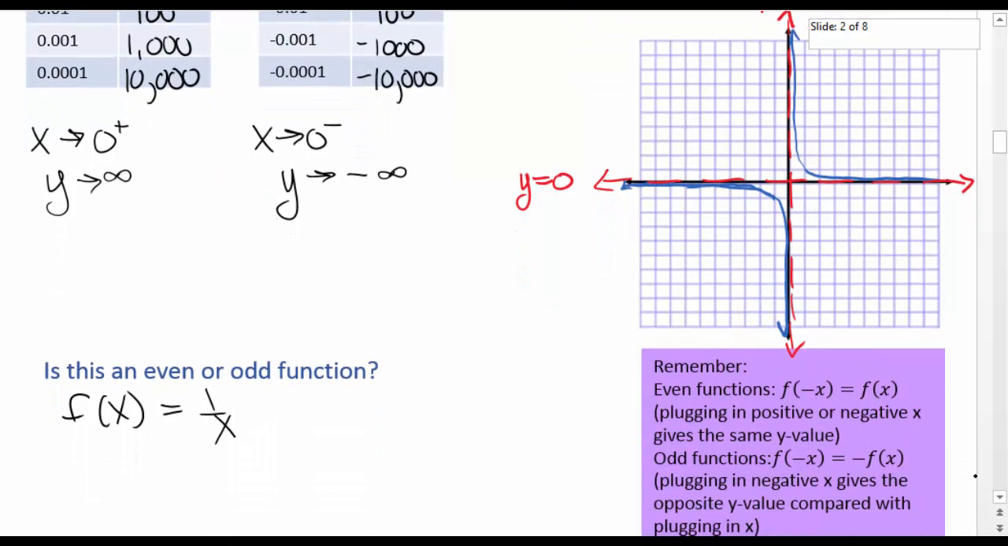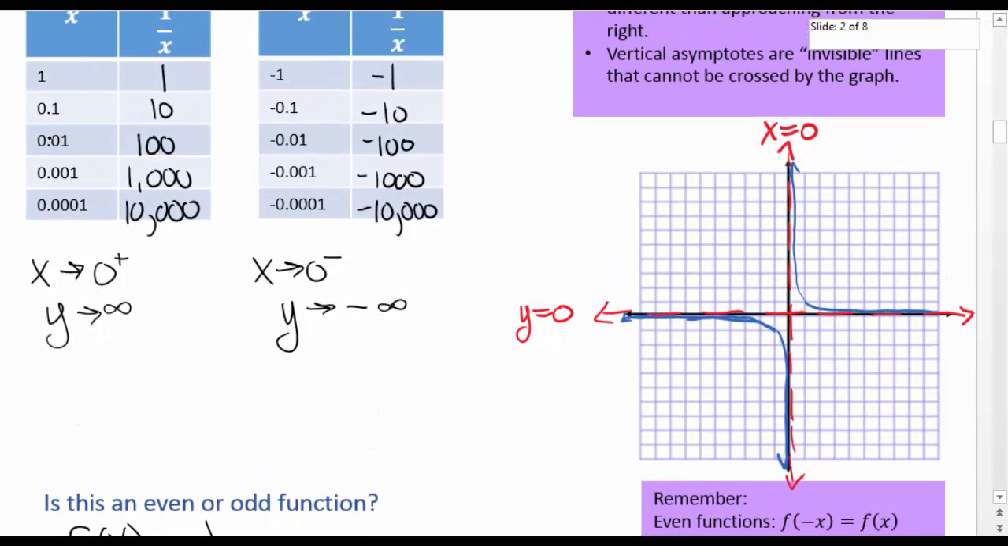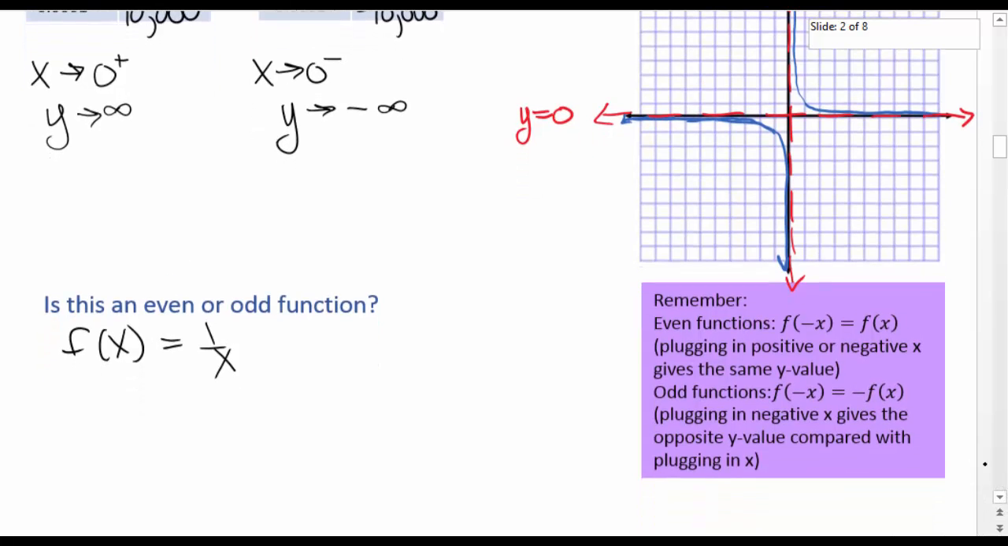And then for an odd function, if you plug in a negative value for x, you're going to get the negative f of x. So you're going to get the negative y that you would have gotten for the positive x. And then when we look here, a positive x gives a positive y, and a negative x gives a negative y. So indeed, this is going to be an odd function.